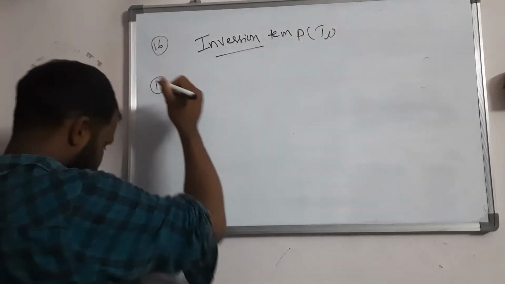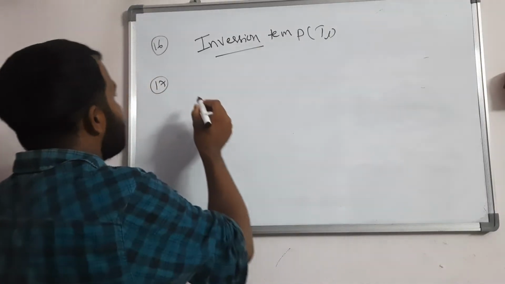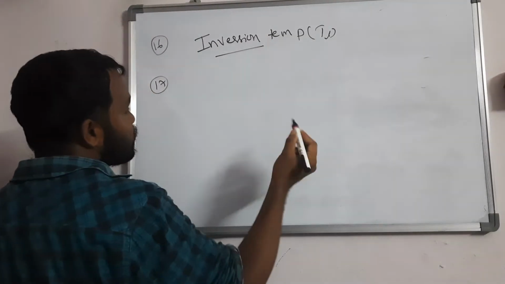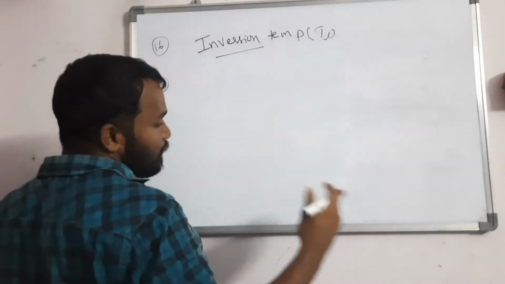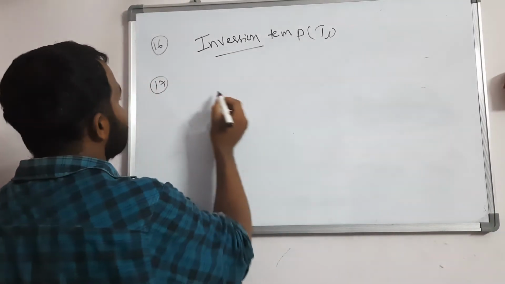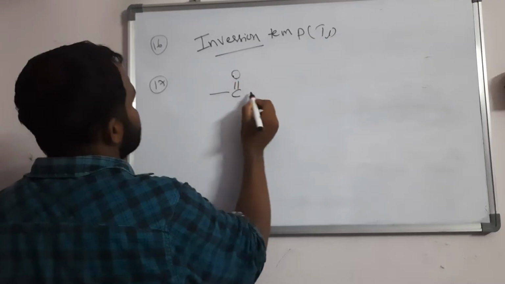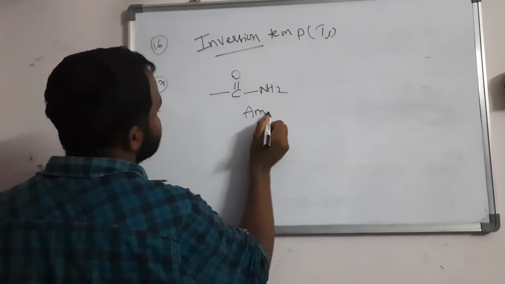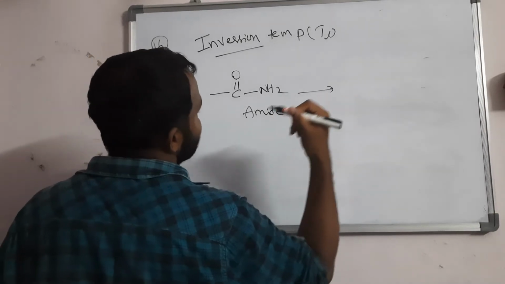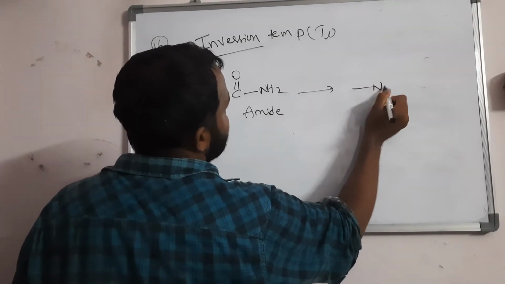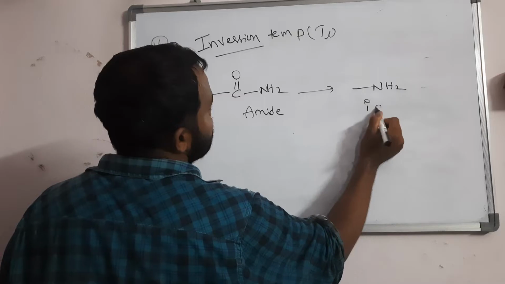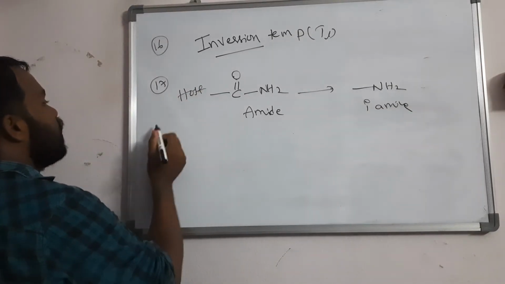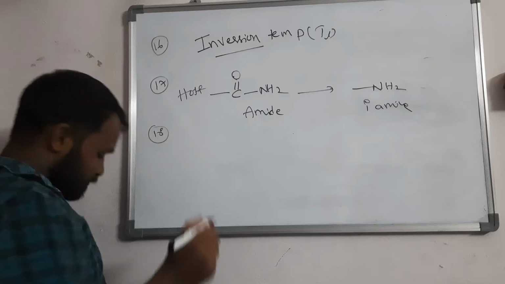Question number 17. They asked which of the following is a Hoffman reaction. Options they given like primary amine to amide, like this. But the answer is that the primary amide is converted into primary amines. Primary amines is the Hoffman reaction. Question number 18.